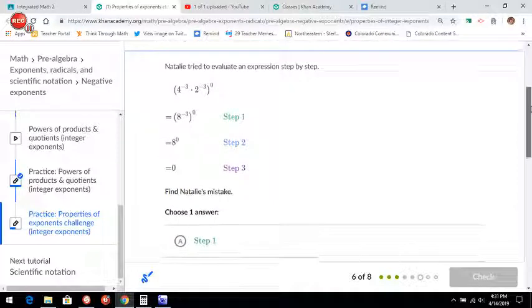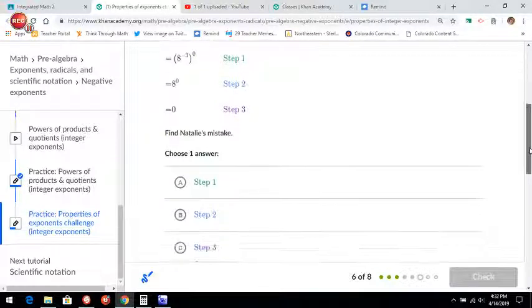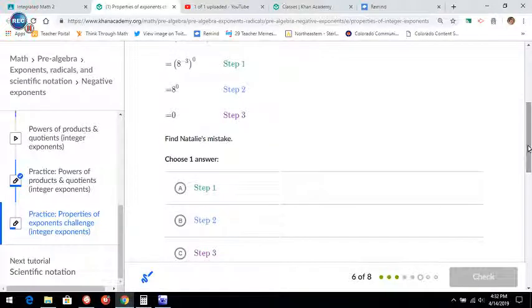Okay, Natalie tried to evaluate an expression step by step. She's got 4 to the negative 3 times 2 to the negative 3 raised to the 0 power. Hopefully you remember the explanation from a different video when I explained negative exponents. I explained that anything raised to the 0 power is 1. So her mistake is that she said 8 to the 0 is 0. Anything to the 0 power is 1, and if you look at my video explaining negative exponents, you will see why. So her mistake is in step 3.